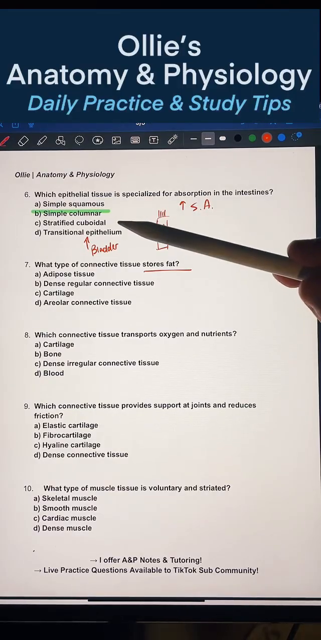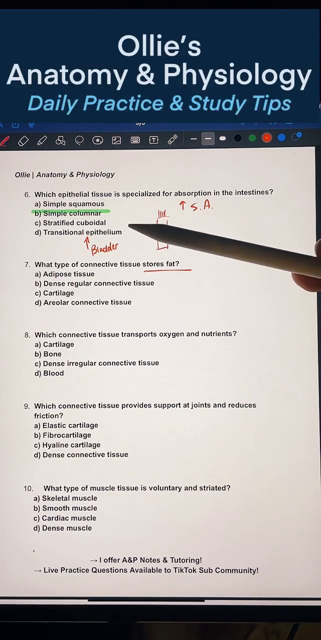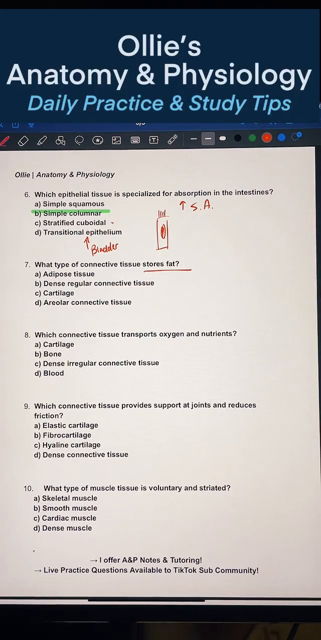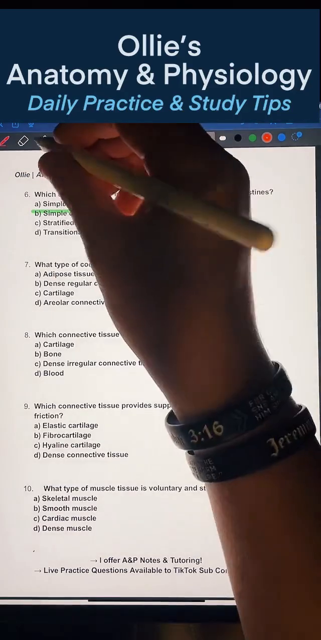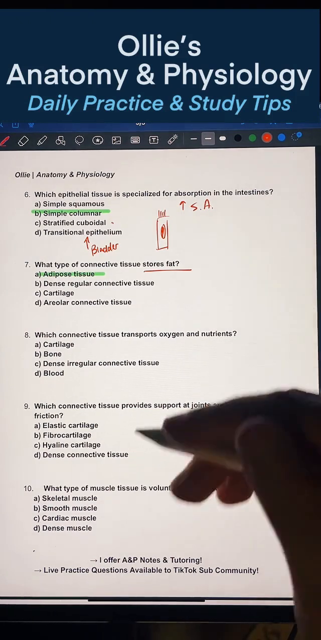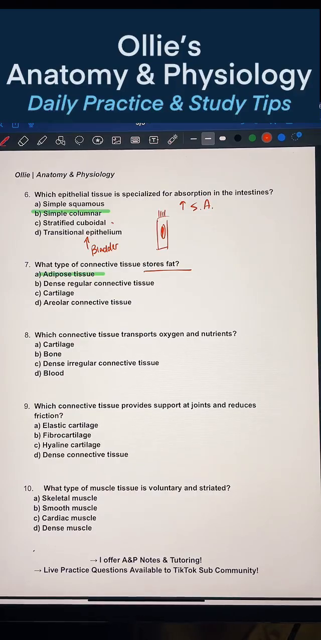Stratified cuboidal is actually very rare. Mainly, it's going to be on the ducts of glands, but you most likely won't be learning it. But number 7, the answer is A. It's adipose tissue. It's going to store your fat. It's a connective tissue type, specialized for energy storage. Again, fat is for energy storage. Insulation, fat has insulating properties, and cushioning, it's going to help cushion as well. And then we'll get going into the other connective tissues, I promise.